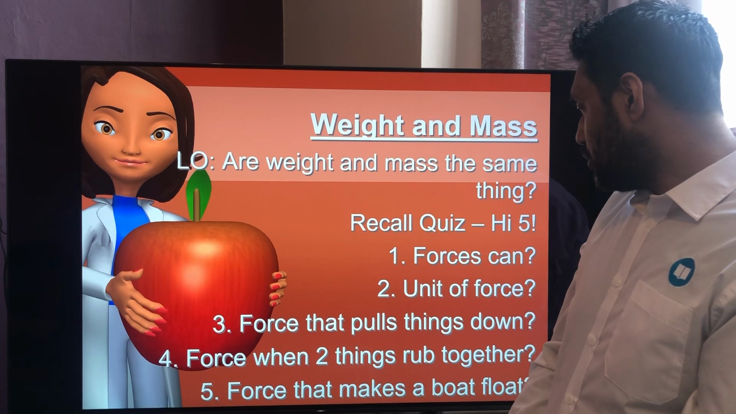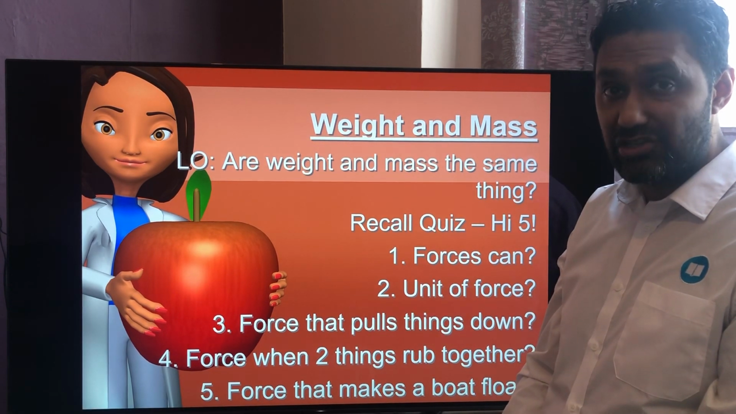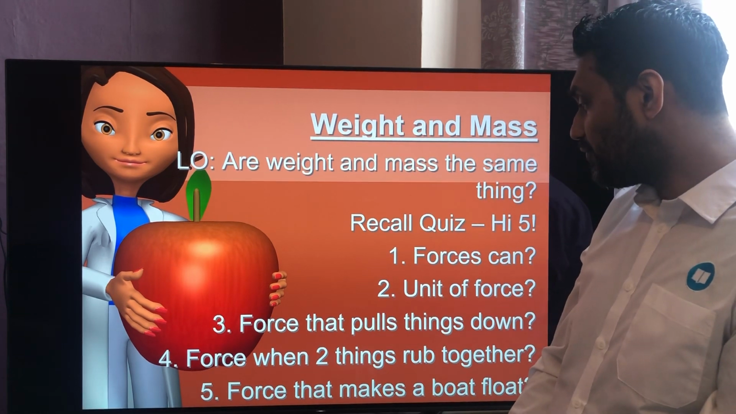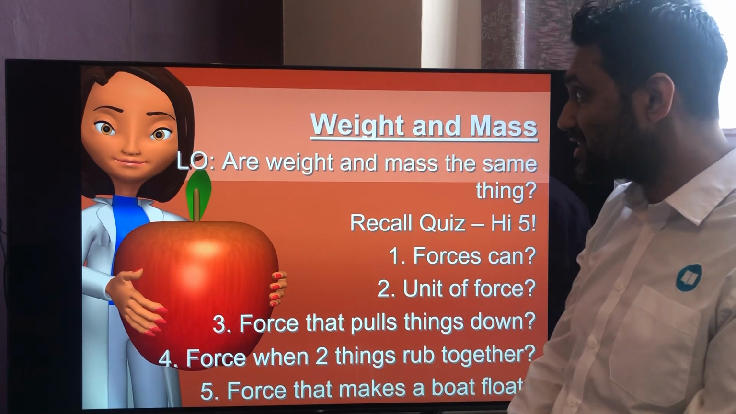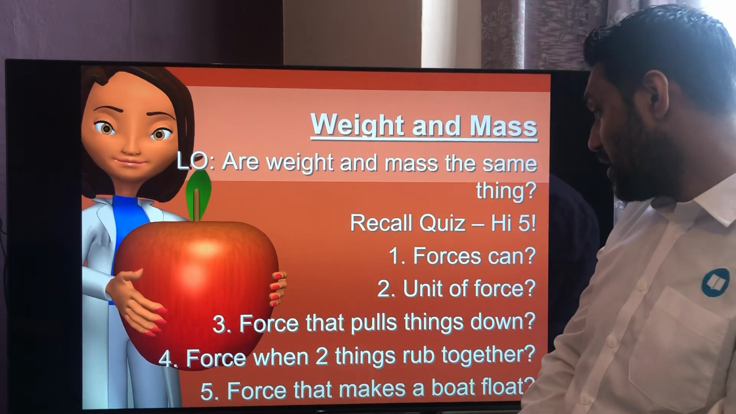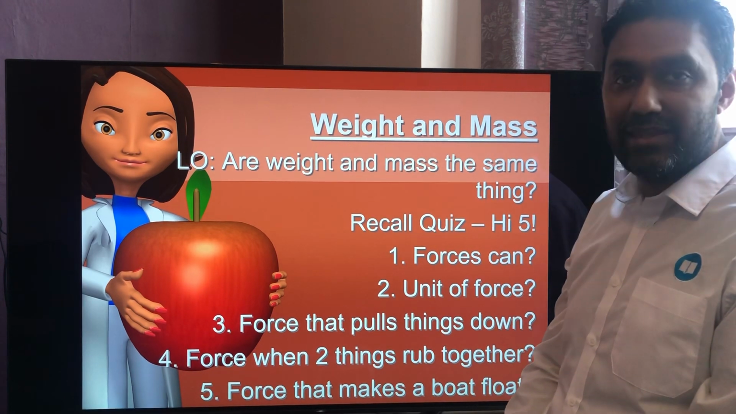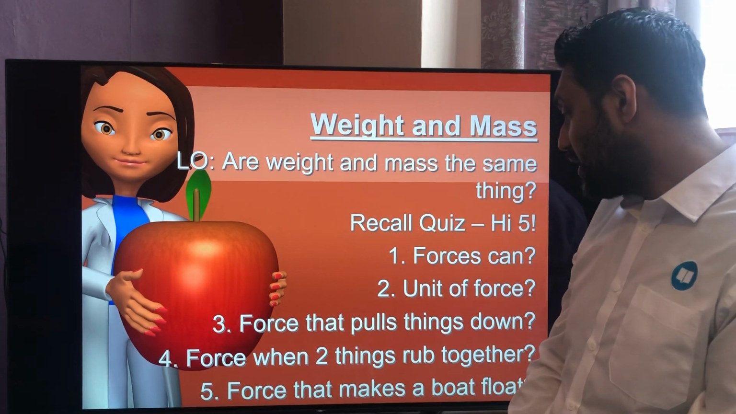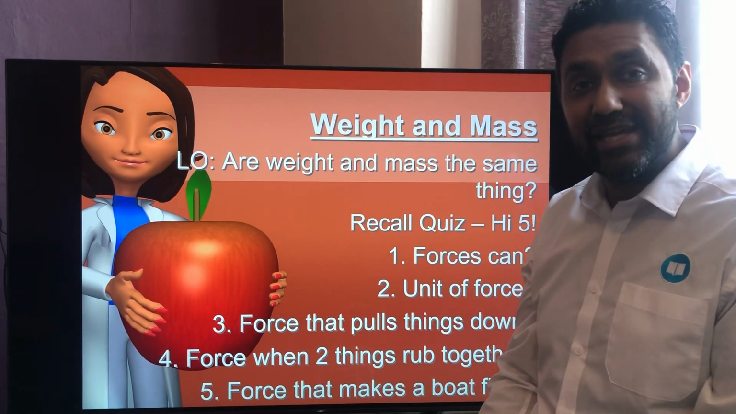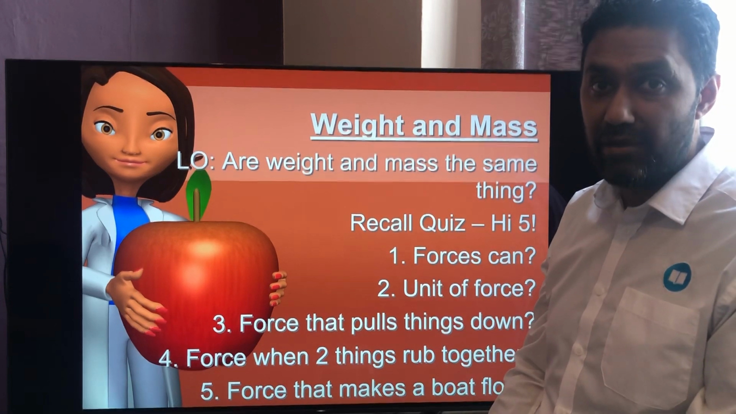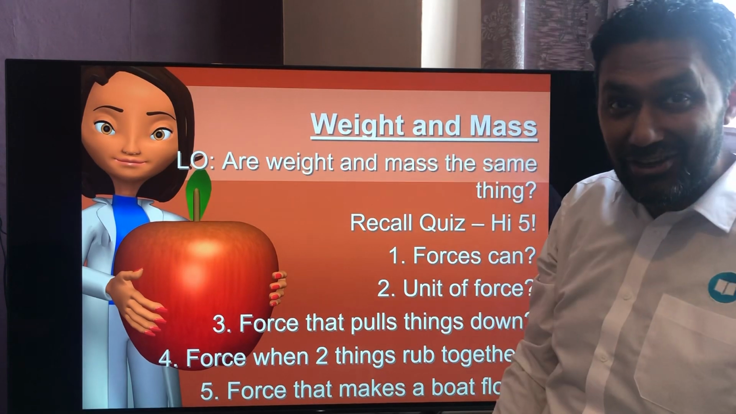So number two, what is the unit of force? The unit of force is the newton, named after Isaac Newton. The force that pulls things down to earth is gravity, and that's what we're going to be focusing on today. Number four, when two things rub together, that force is friction and causes a heating effect. And the force that makes a boat float is upthrust. If you got all five of those correct, then you get a virtual high five.